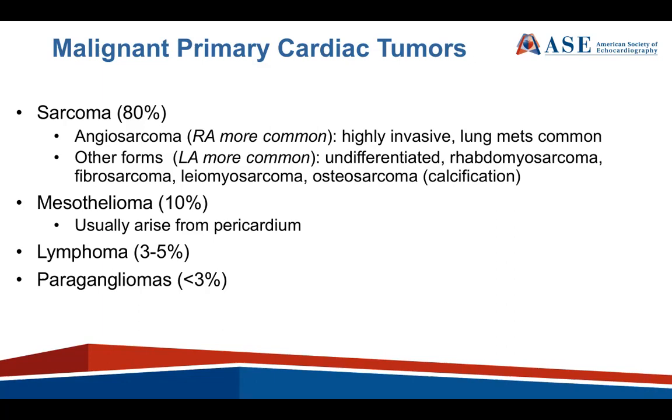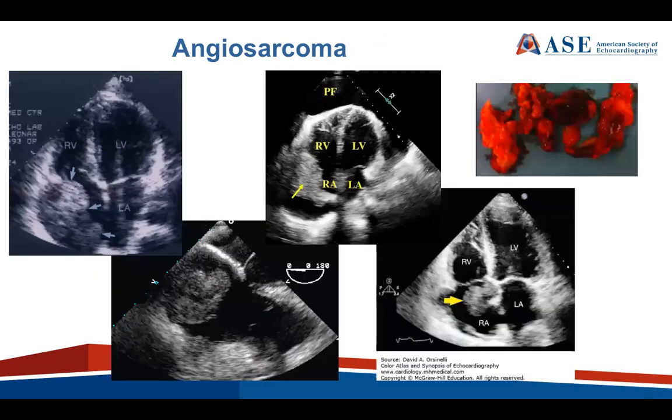There are other forms of sarcomas as well, which are more commonly left atrial. These are undifferentiated sarcoma, rhabdomyosarcoma, fibrosarcoma, leiomyosarcoma, and osteosarcoma. Much less common, we can see mesotheliomas, which also involve the pericardium, lymphomas, and paragangliomas. And so here are a few examples of angiosarcomas located on the right side of the heart. You can see these large masses here.